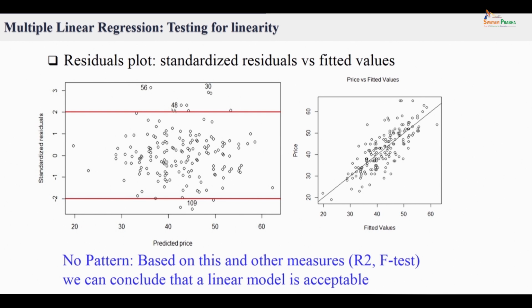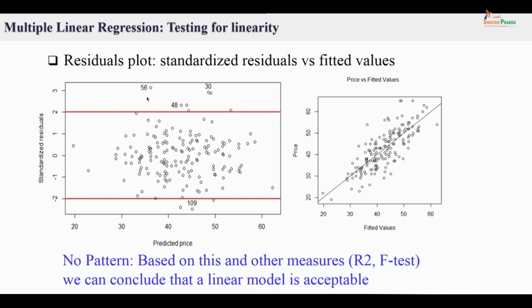So for example sample number 56, sample number 48, sample number 30 and 109 and so on may be possible outliers, but there is no pattern in the standardized residuals, it is spread randomly within this boundary, and therefore we can say, since there is no pattern, a linear fit is acceptable. So here the quality of the fit is shown. The actual measured price versus the yi hat predicted value is shown, and a linear model seems to explain the data reasonably well.